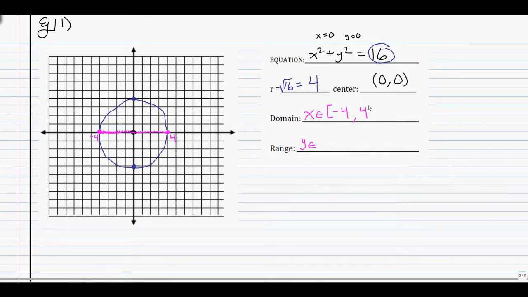Now that's a crappy bracket, so let me fix it. That's a crappier bracket. Looked like I was trying to play hangman or something. There. And so there's our domain. So what about range, you might ask?